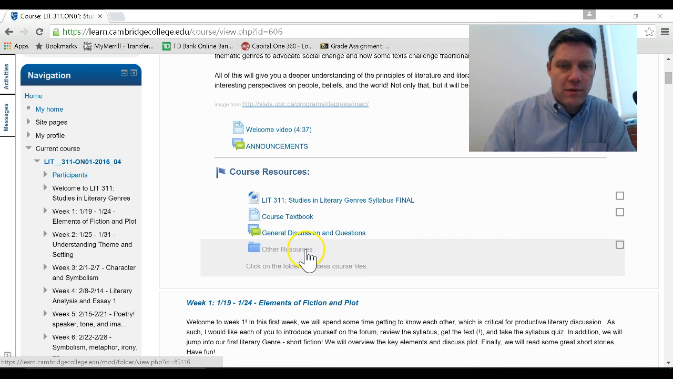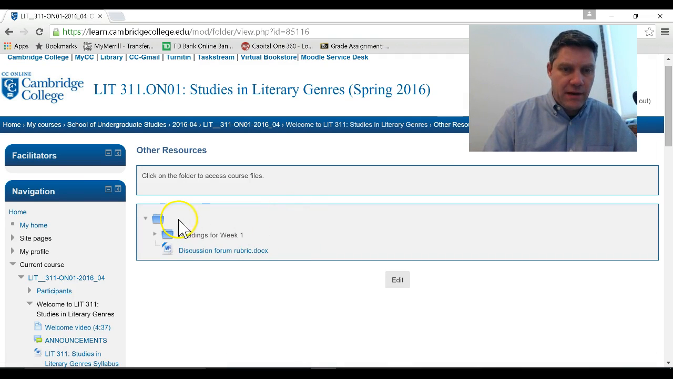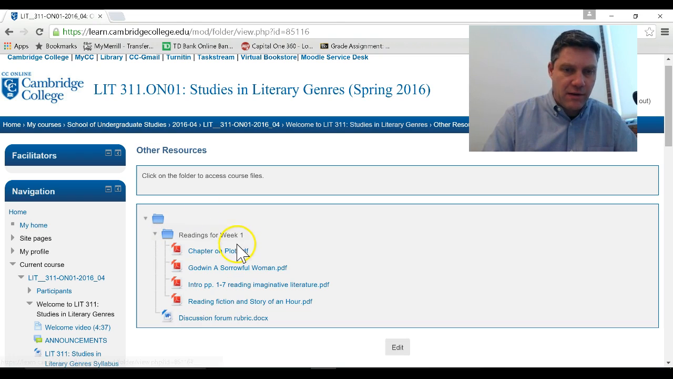Other resources is where I'm going to put handouts for the class. So if you click that, you can see I put readings for week 1 in here. So if you click readings for week 1, here are the readings for week 1. I'm also going to post the readings for week 2 for people who don't have the textbook yet, but you're going to want to get the textbook for week 3.